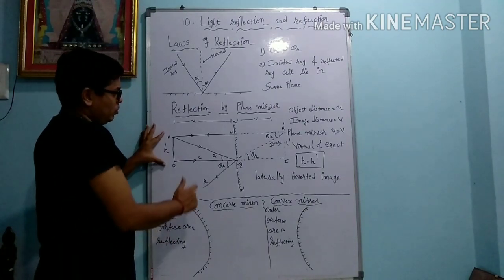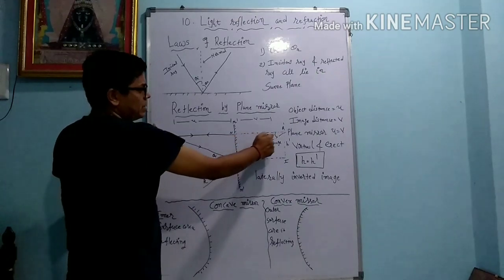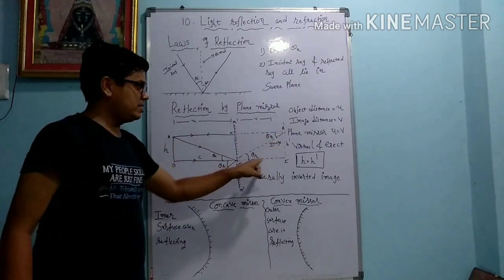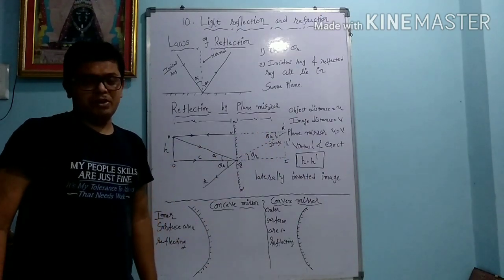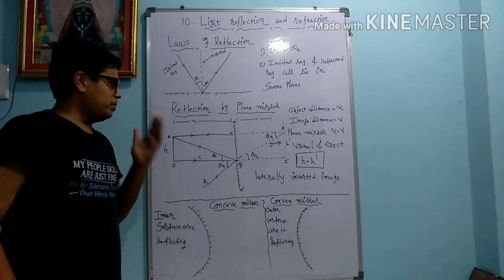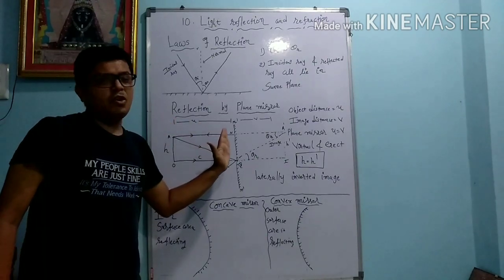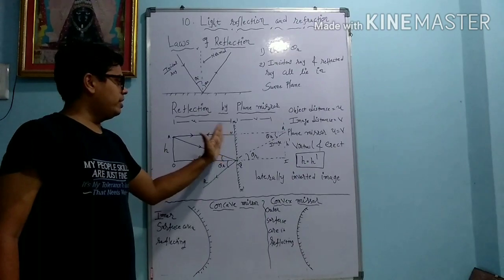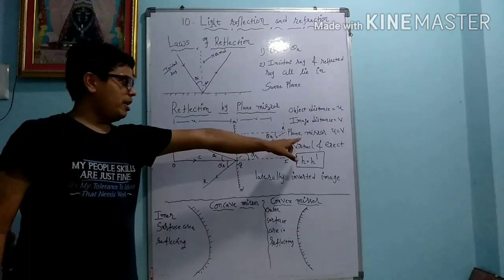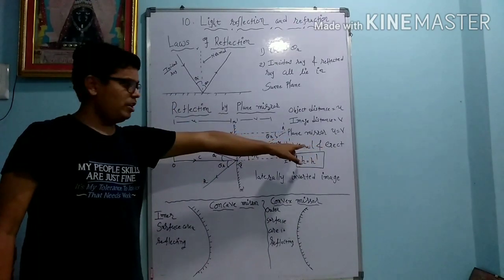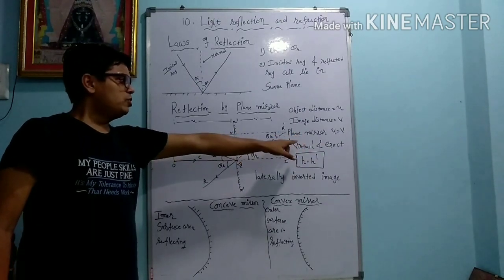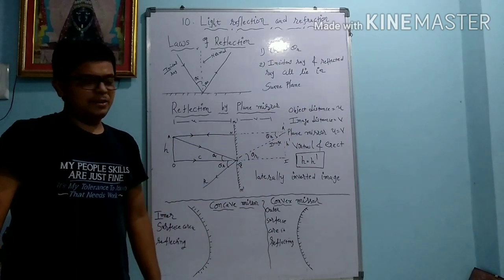Second, the image here is represented by dotted lines, which means a real image is not obtained. Why is a real image not obtained? Because after reflection the rays do not actually meet. If the rays meet, then a real image is obtained, but here it is not, so a virtual and erect image is obtained.